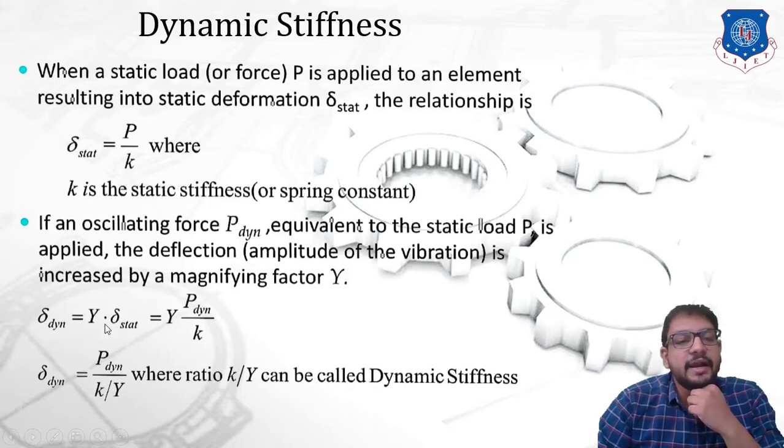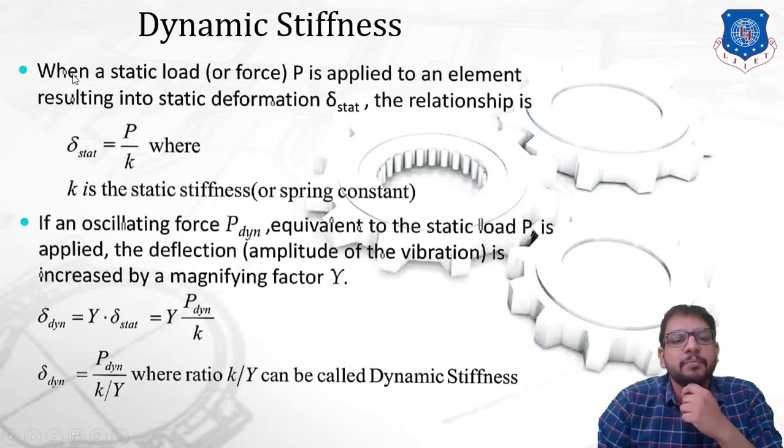Now since we know the delta static equation is P by K, and since P dynamic is considered equivalent to the static load P, this can be written as P dynamic by K. So in place of delta static I have written P dynamic by K. The final equation for delta dynamic, that is the dynamic displacement, is equal to P dynamic upon K by gamma. Here I have taken the magnification factor gamma from the numerator into the denominator, so the denominator becomes K by gamma.